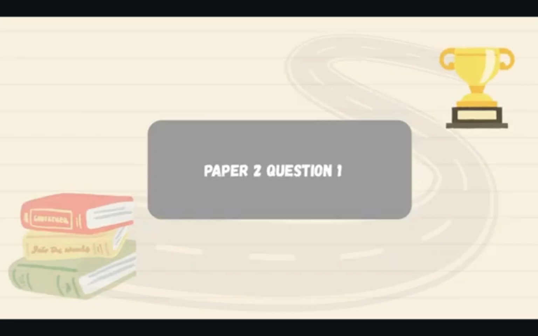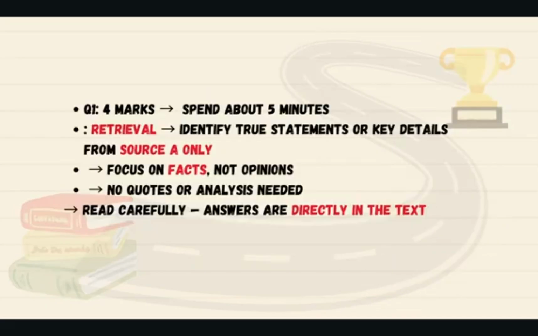Let's have a look at paper 2 question 1 then. Question 1 is worth 4 marks, so I'd recommend spending about 5 minutes. The main skill for this question is retrieval, so you have to identify true statements or key details for this question from source A only. You have to focus on facts, not opinions, and you don't have to put any quotes or analysis for this question. The best tip is to read your answer carefully, as the answers are directly in the text for this question.